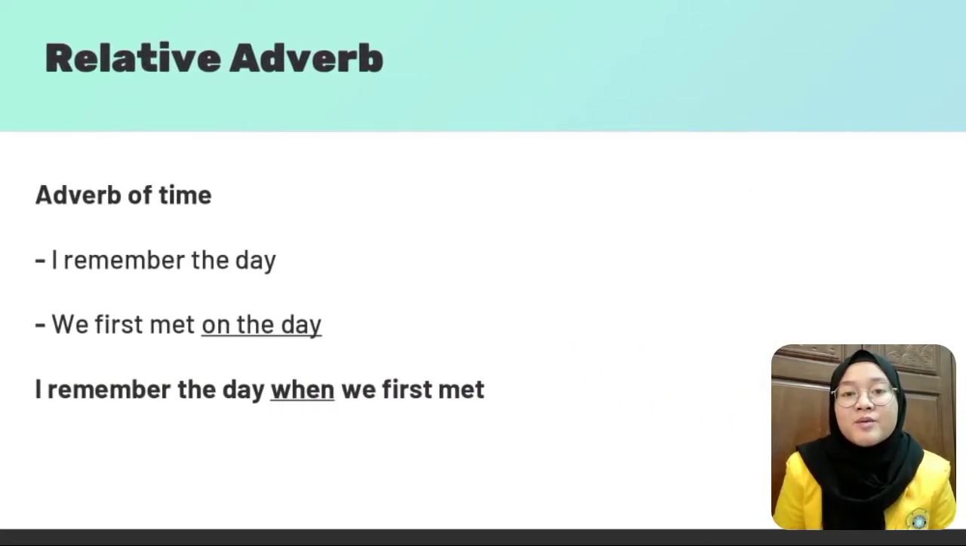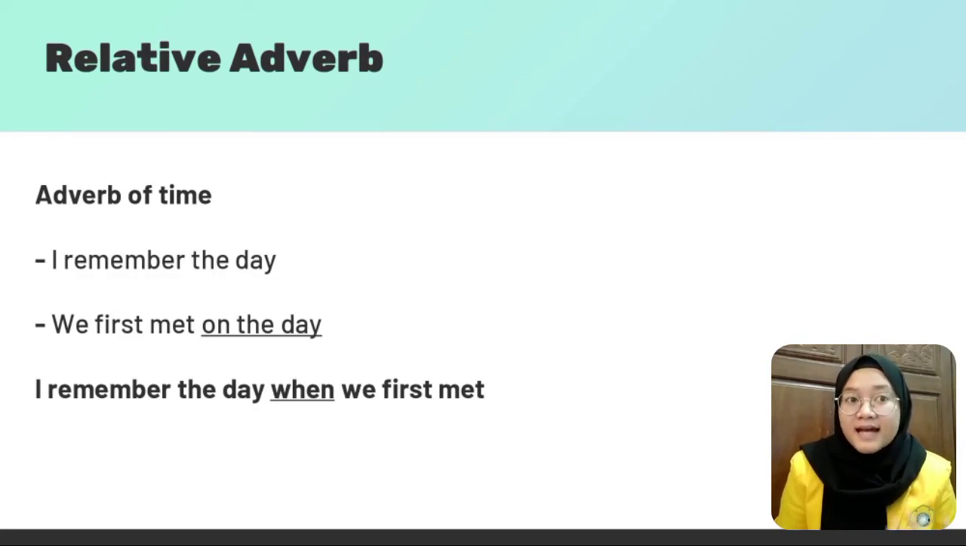Now, I will tell you about adverb of time. There are two sentences here. I remember the day, and we first met on the day. Let's assume that I remember the day is the main clause. And now I want to give you more information about the day. So we make the second sentence a relative clause.